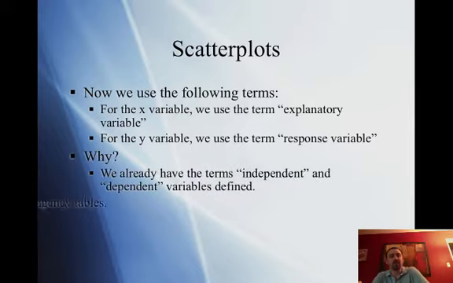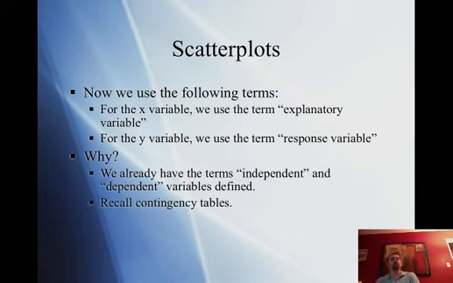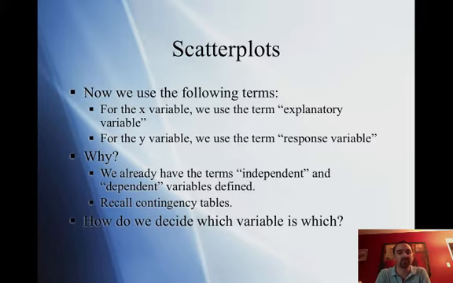Again, we already have these notions of independent and dependent variables, and we haven't talked about contingency tables. That's okay. So, how do we decide which variable is which?